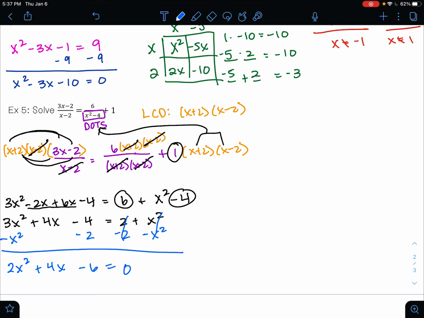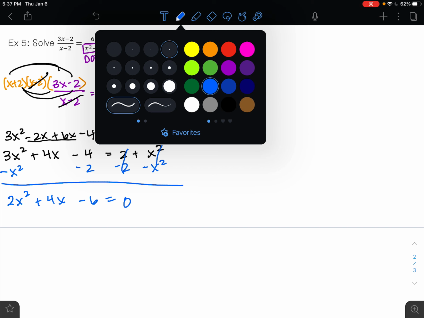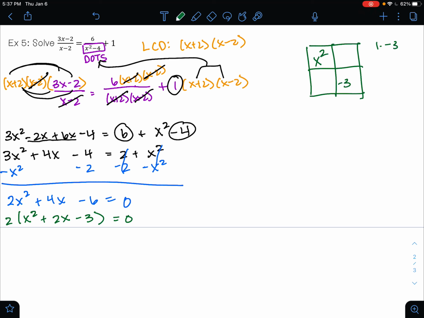Now, let's see if we can factor this. If I try to factor this, I can see that there is a GCF of 2. And so I'll have x squared plus 2x minus 3 is equal to 0. I can factor this some more. So let's see. X squared, negative 3. 1 times negative 3 is negative 3. So I'm looking for factors of negative 3 that add to positive 2. So that would be negative 1 and positive 3.